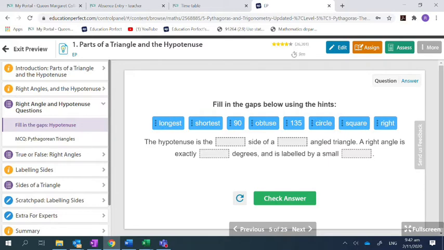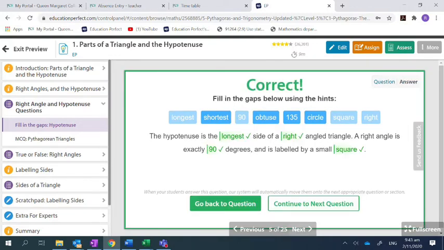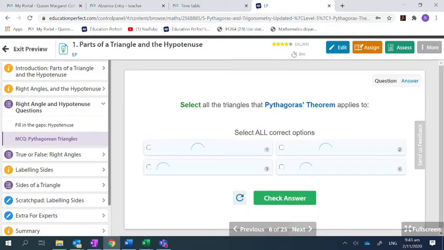Okay, fill in the gaps using the hints. The hypotenuse is the longest side. Excellent. Of a what? Right angled triangle. A right angle is exactly what? 90 degrees and is labeled by a small square. Excellent. I think we got that one right.